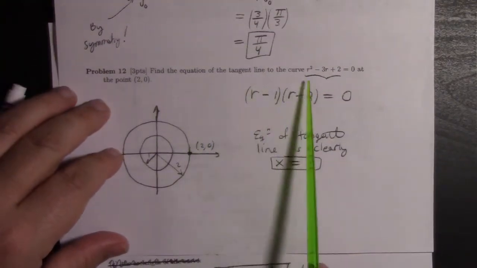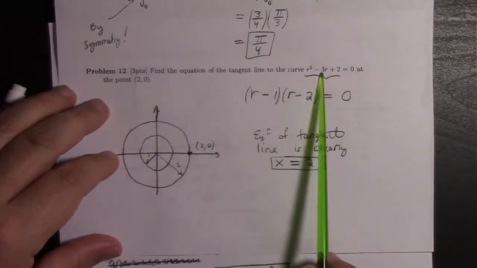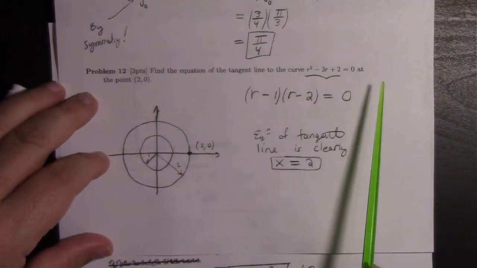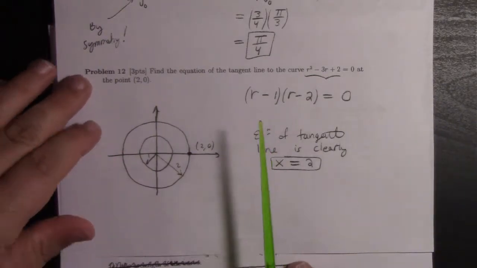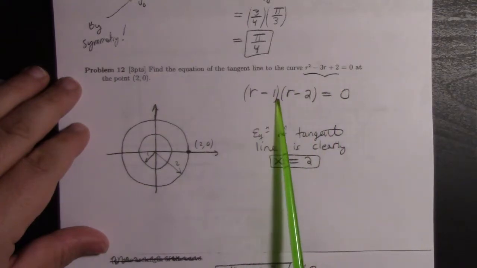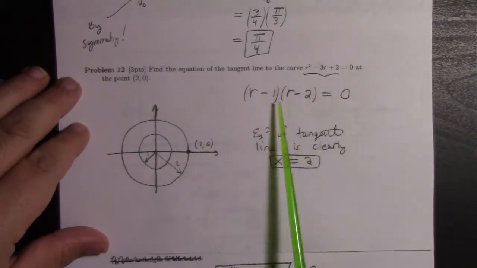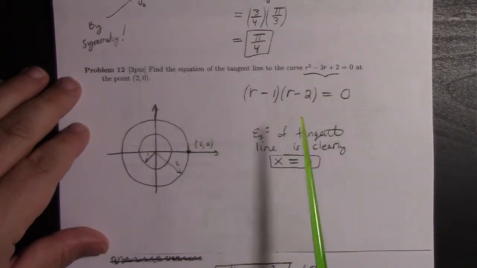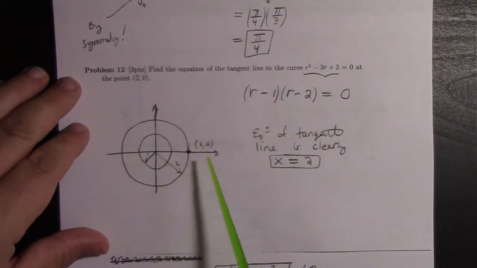Find the equation of the tangent line to the curve r squared minus 3r plus 2 equals 0 at the point 2, 0. So if you're not thinking and you're just a slave to formulas, you'll be in trouble here. But if you factor this, you've got r minus 1 times r minus 2 equals 0, which gives us r equals 1 or r equals 2. This is actually a pair of concentric circles about the origin.